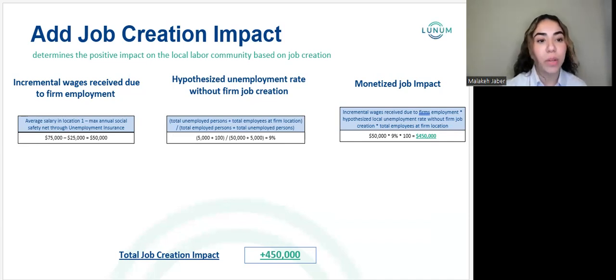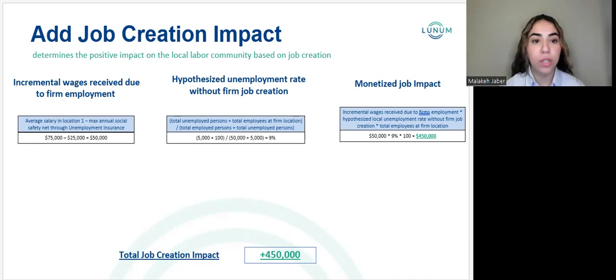So we take the average salary in location 1, in this instance, $75,000. We then subtract that by the maximum annual social safety net through unemployment insurance. For state Z, that happened to be $25,000. The difference of those 2 figures is the incremental wages received due to firm employment. In this instance, $50,000. Now that we have the incremental wages, we can then calculate the hypothesized unemployment rate without job creation from the firm.